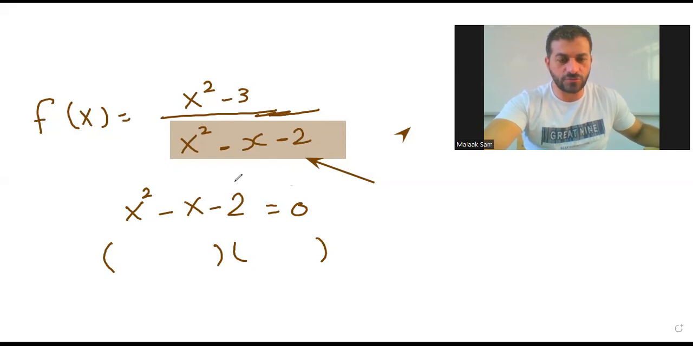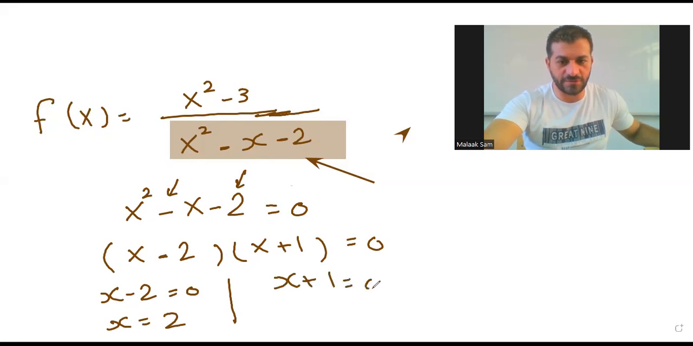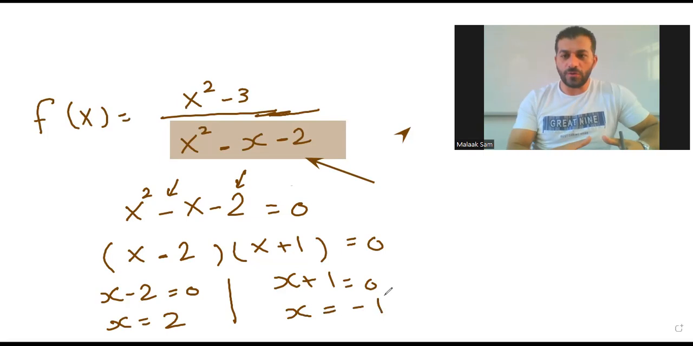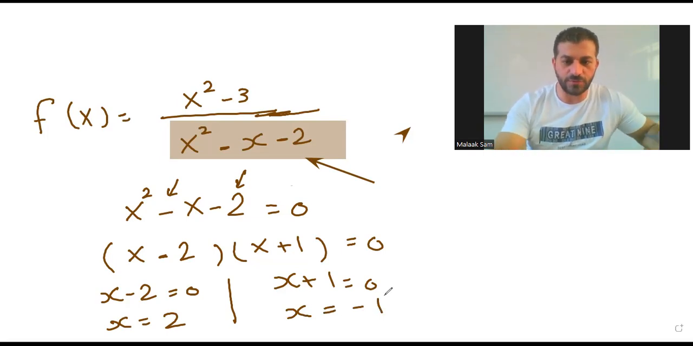I'm searching for two numbers whose product is -2 and whose sum is -1. The two numbers are -2 and +1. So the first factor: x minus 2 equals 0, so x equals 2. And x plus 1 equals 0, so x equals -1.